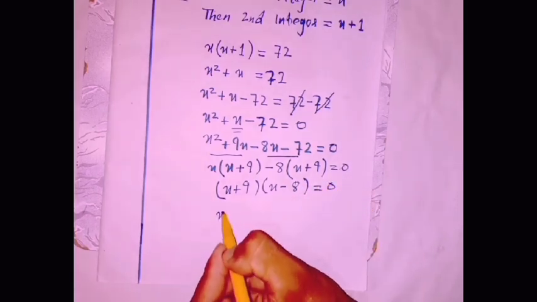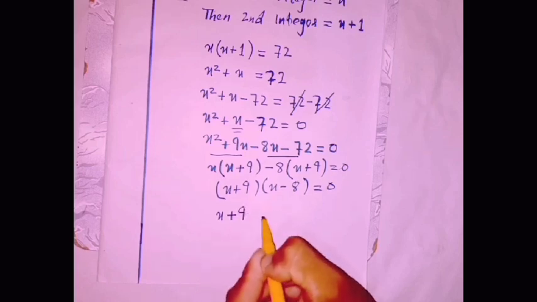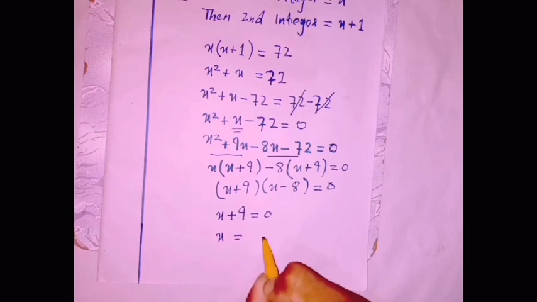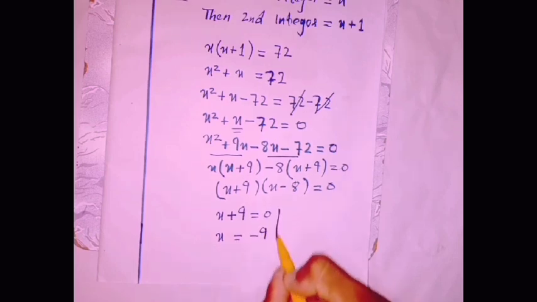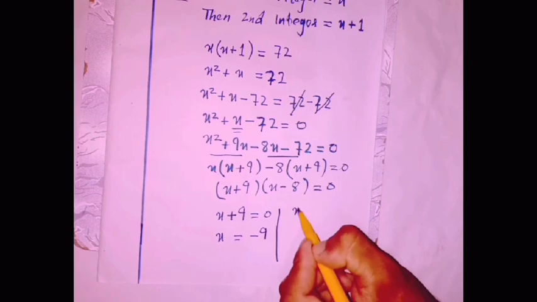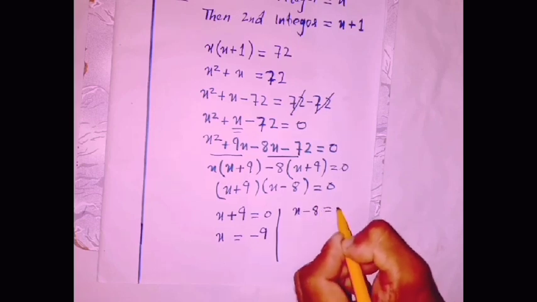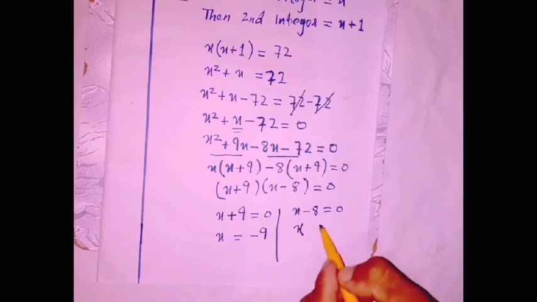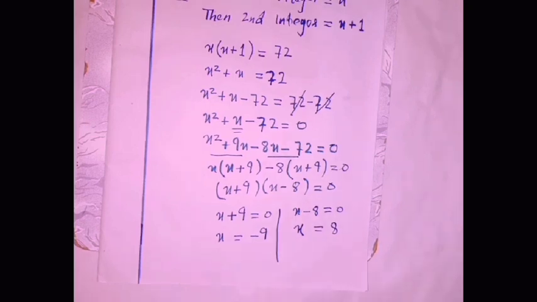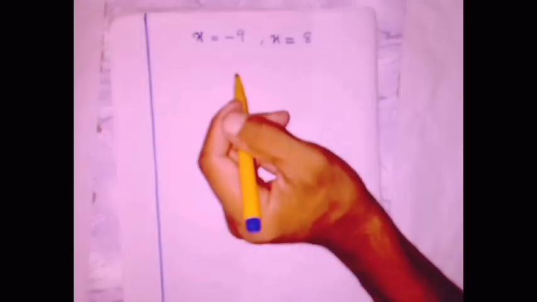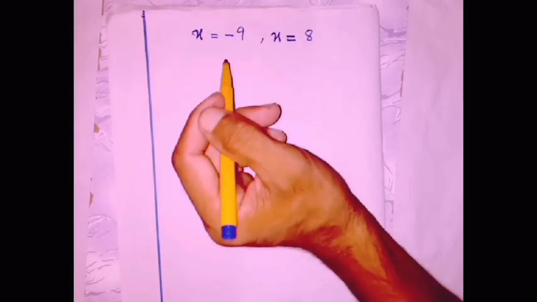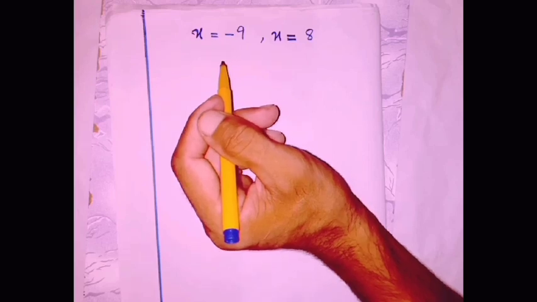Now here we have to use the zero factor property. So by the zero factor property we can write x plus 9 is equal to 0. If we subtract 9 from both sides, we get x is equal to minus 9, and x minus 8 is equal to 0. So if we add 8 to both sides, we get x is equal to 8. Now here we have the values of x: x is equal to minus 9 and x is equal to 8.